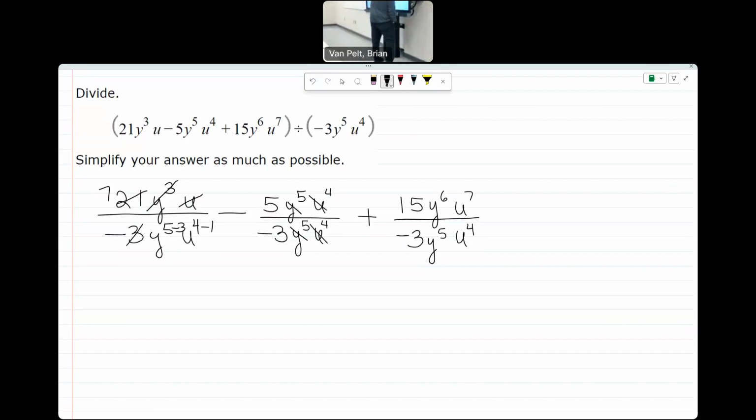What about this one? -5. We cancel this, make this 5, the negative will still be there. 5, right, that's y to the 6 minus 5. And u to the 7 minus 4. Got a minus there. The only thing on top left is a 7. And on the bottom, we have y squared u cubed.